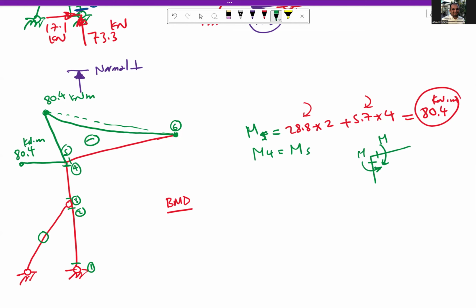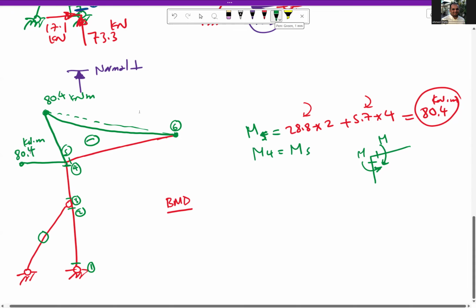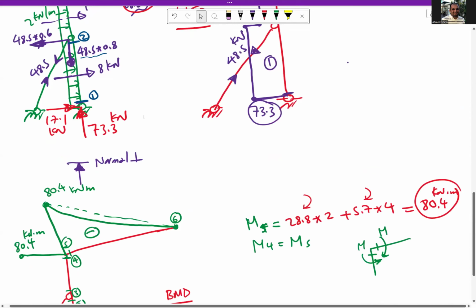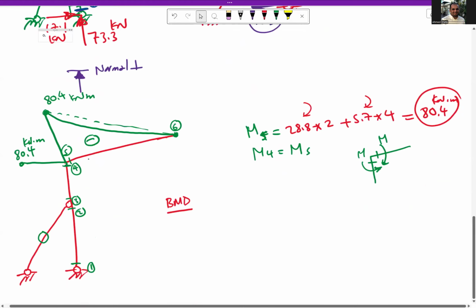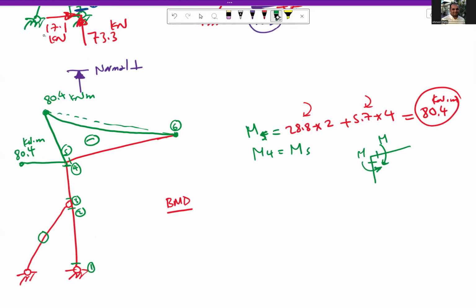Okay, so we still need to find sections 3, 2, and 1. If we look at section 1, it is better to study this part from the bottom. For this one, there is no moment at section 1 because it is the start of the building or the structure. So the moment here is equal to 0.